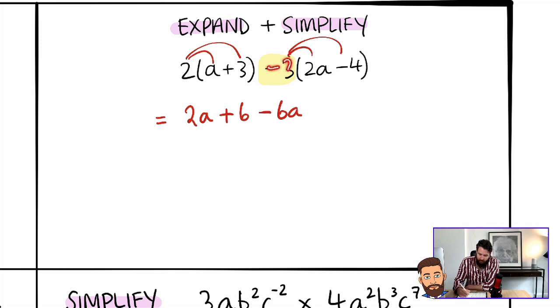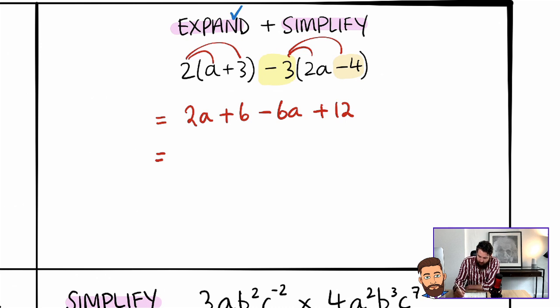Next, minus 3 times by minus 4. Again, that is not 4, it is minus 4. And it's really important that you understand that. So minus 3 times by minus 4 would be plus 12. So if you look at the question, I've done the expand part. Now I need to simplify.